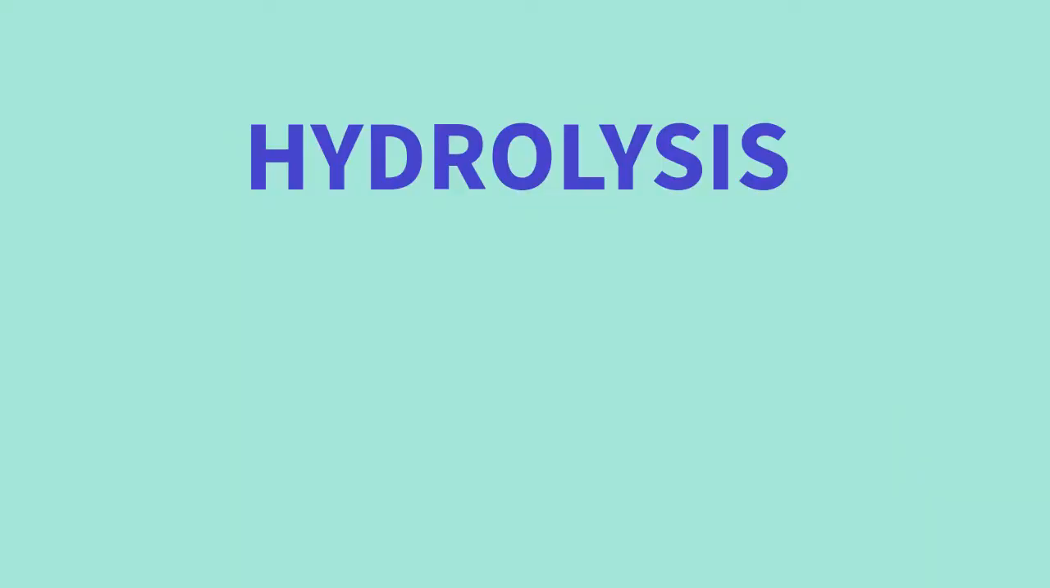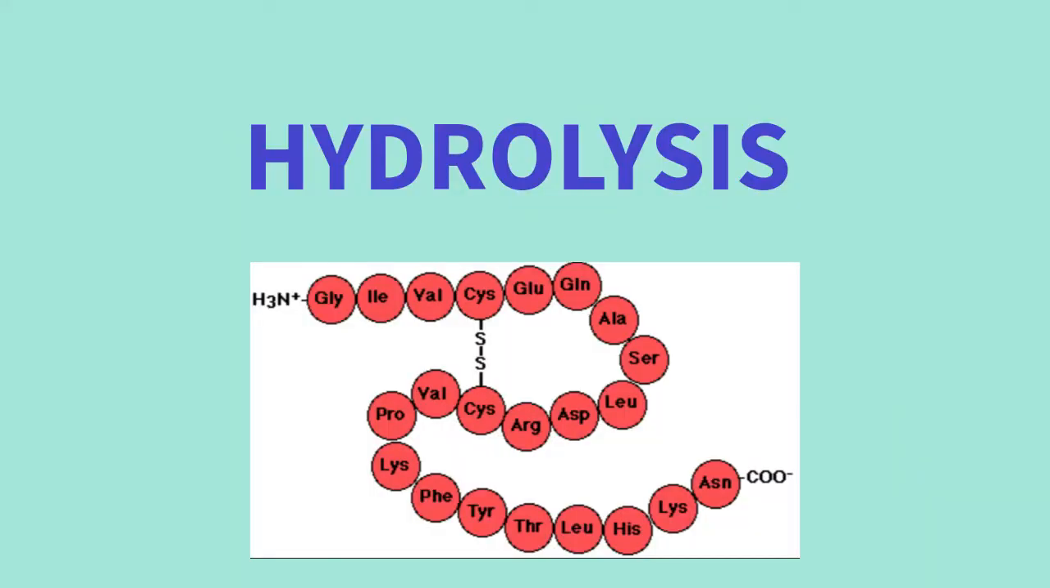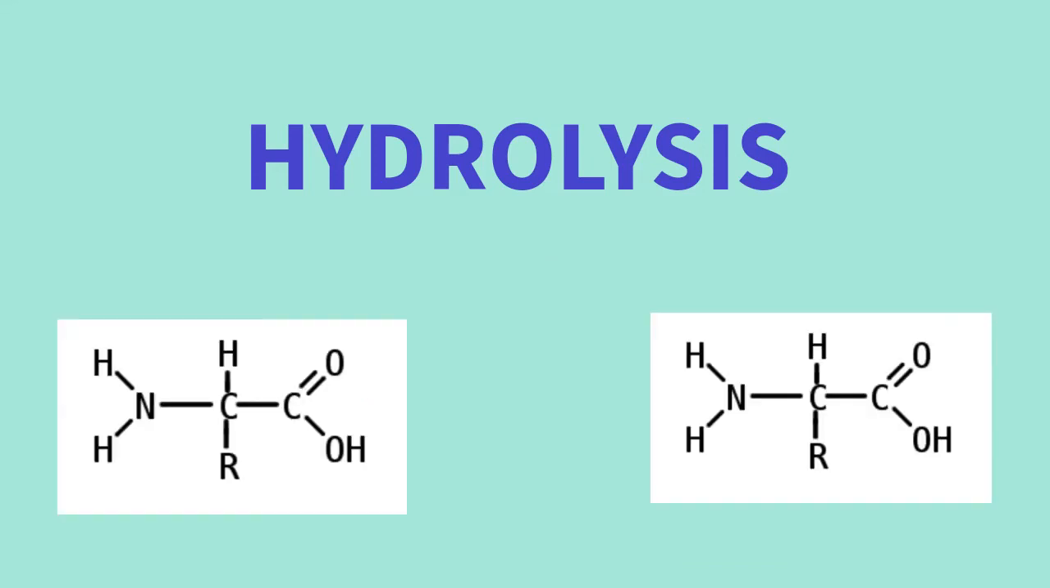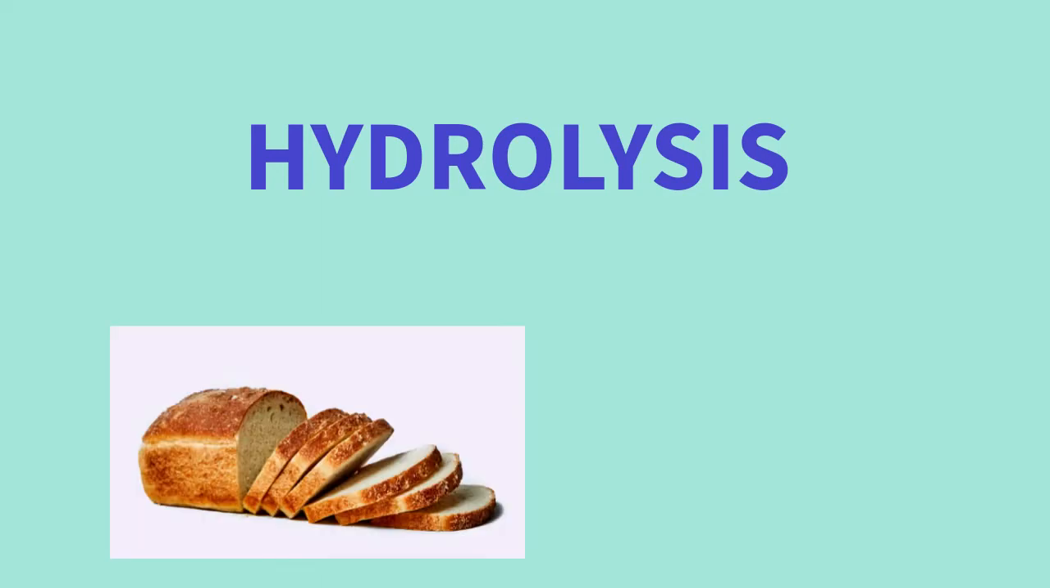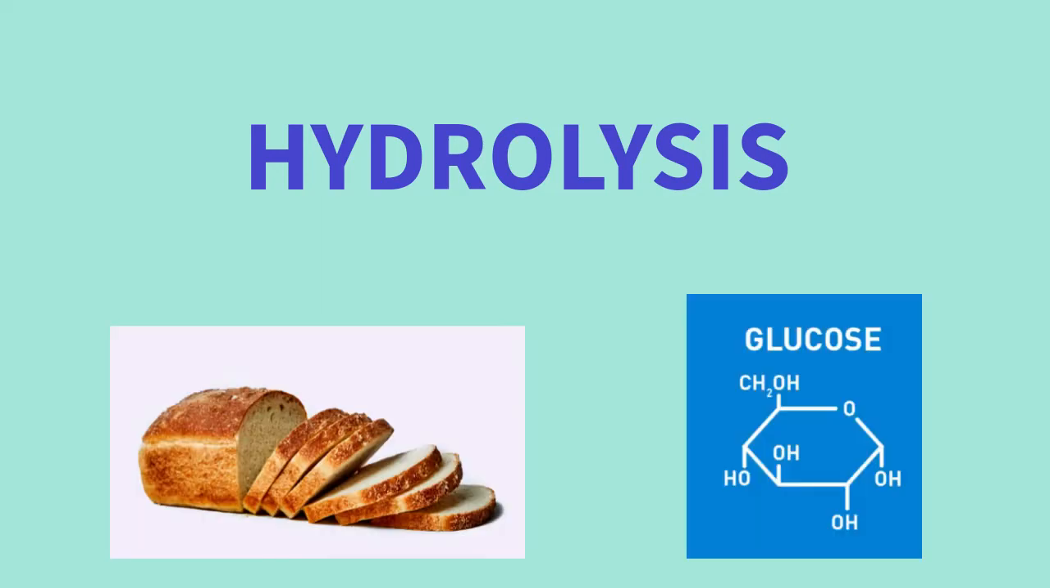And this happens when an organism consumes a polymer and needs to break it down in order to bring the individual monomers to its cells. And in this case, it brings these amino acids to its cells. And an example of this is during digestion, when a human breaks down carbohydrates from bread into glucose to use as energy.